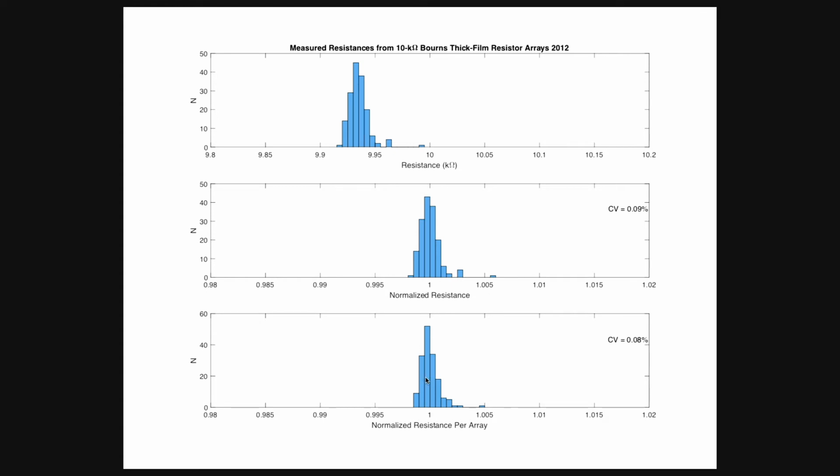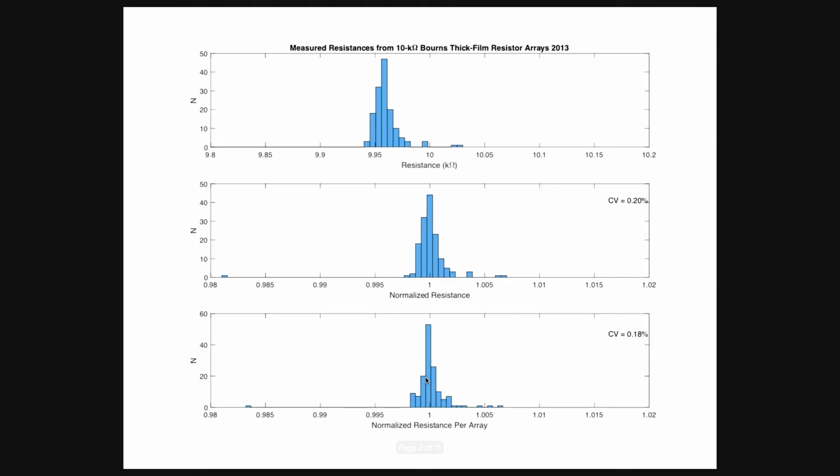So if we go to 2013, you can see a very similar kind of result. A little bit more spurious values up here that are kind of outliers, but again, the distribution is a lot tighter than the plus or minus 2% tolerance on the absolute value specified by the manufacturer. And here, again, we see that the normalized resistance per array is tighter than the normalized resistance for the whole population that we sampled that year.